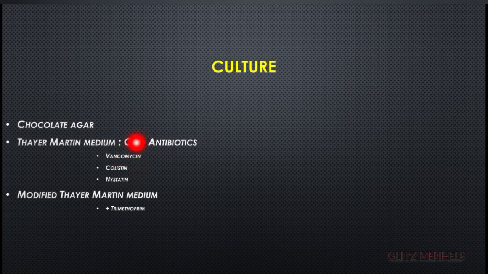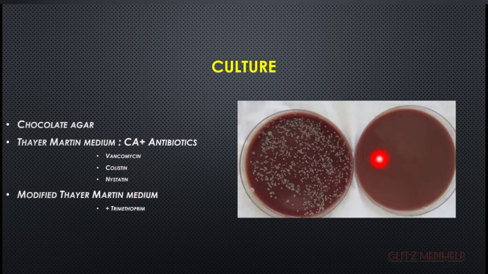Vancomycin is used to inhibit the gram-positive bacteria. Colistin can inhibit other gram-negative bacteria, and nystatin is antifungal, so it inhibits fungal growth. So this is the Thayer Martin medium, and this is after the culture, where you can see the colonies of the bacteria. Also we have modified Thayer Martin medium, that is Thayer Martin medium added with trimethoprim. This trimethoprim is used to inhibit the Proteus species.